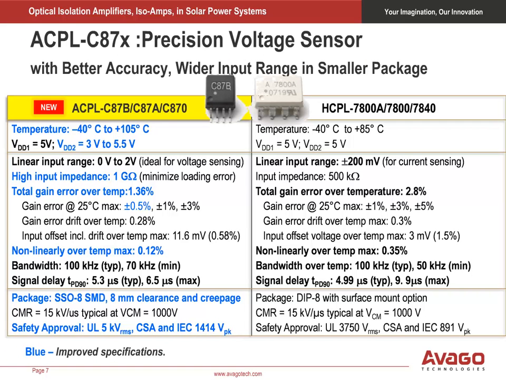The first generation HCPL-7840 isolation amplifiers have been well received by you, the design community. Your feedback has led us to make new products with even better specifications. Our new ACPL-C87X isolation amplifiers offer better performance in a smaller package. Blue fonts indicate improved specifications, such as wider temperature operation, much higher input impedance for reduced loading error, wider input voltage range, better gain error over temperature, and a more compact SSO8 package that meets more stringent safety approvals.